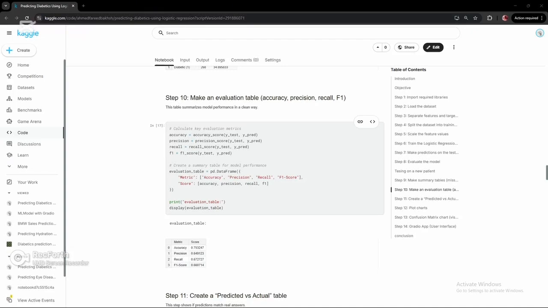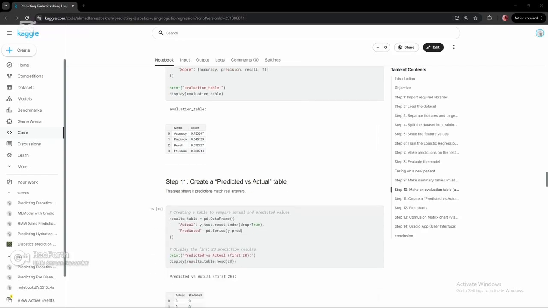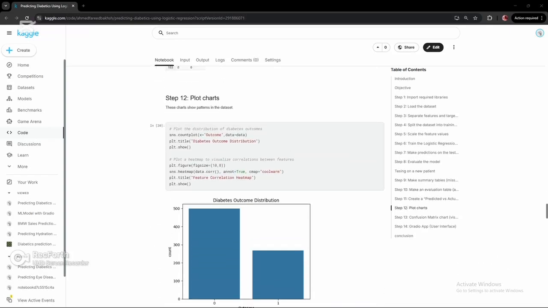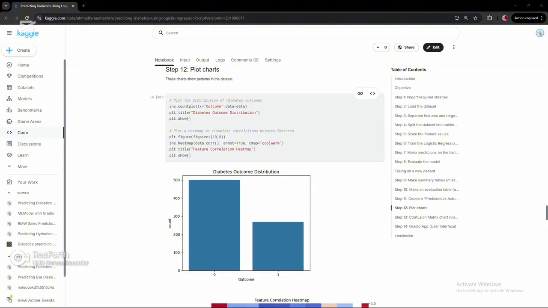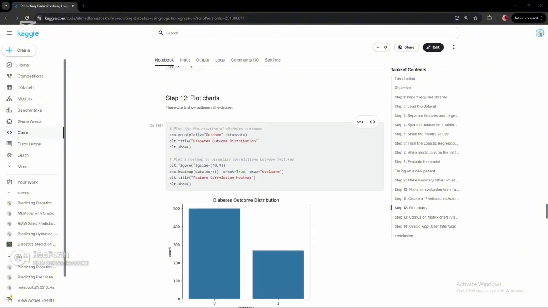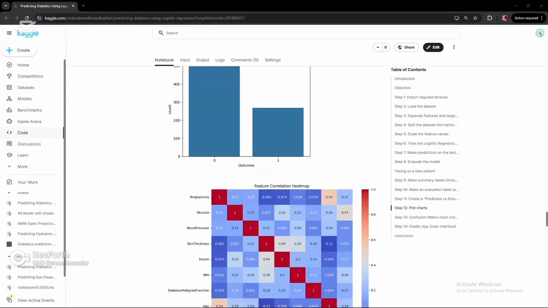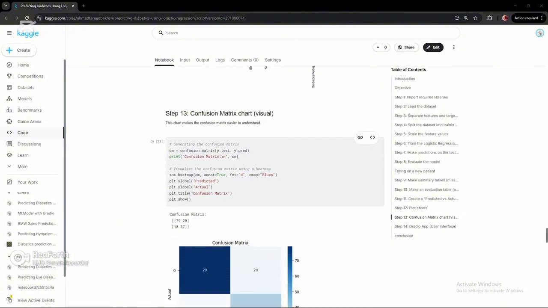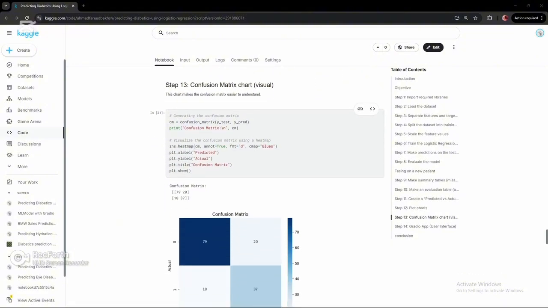I plotted several charts to better understand the data and model behavior. A count plot showed the class imbalance. As for the correlation heatmap, it highlighted strong relationships between glucose, BMI, age, and diabetes. And the confusion matrix heatmap showed correct and incorrect predictions. This visualization helped explain the model's strengths and weaknesses clearly.